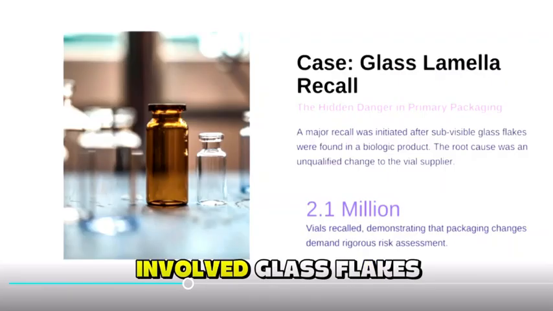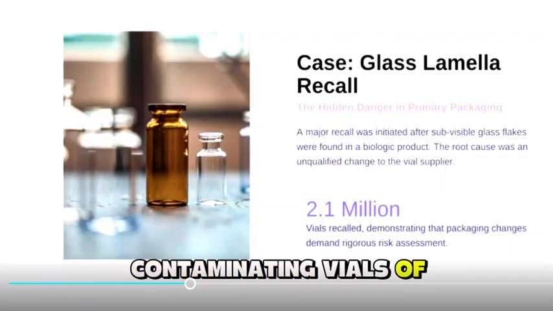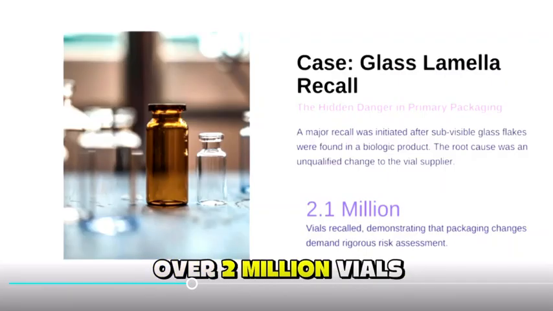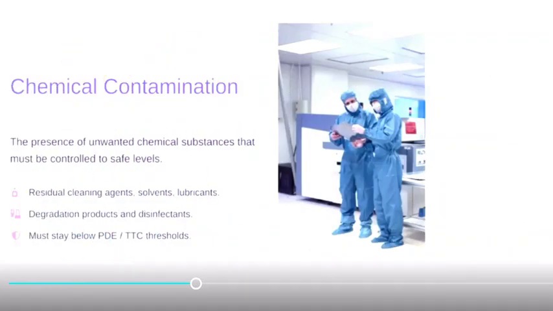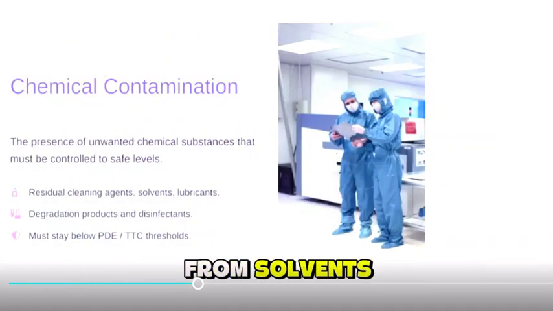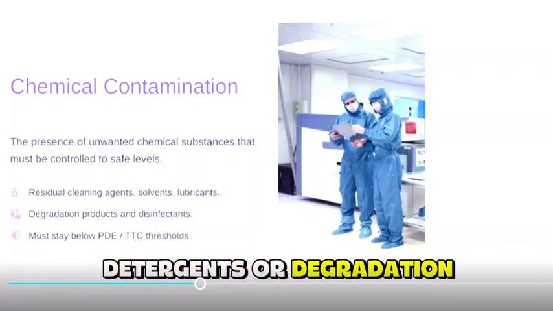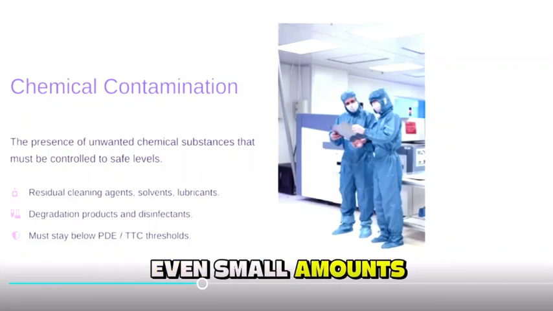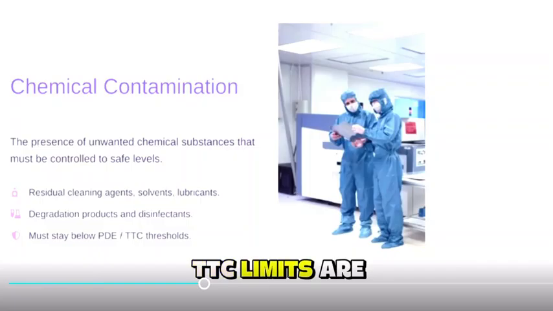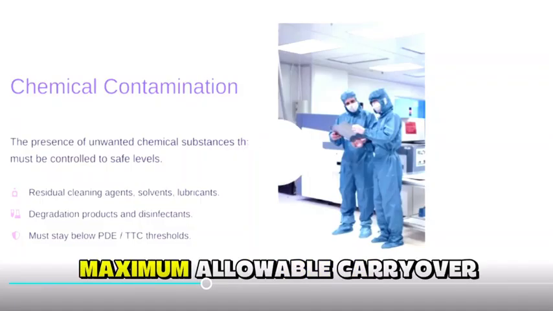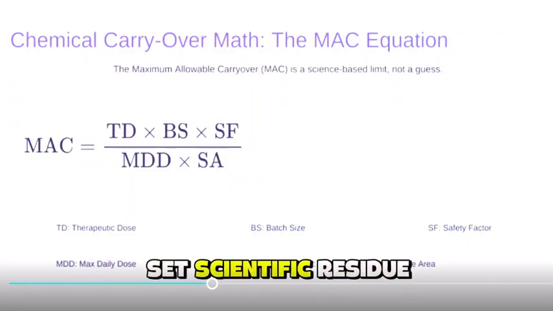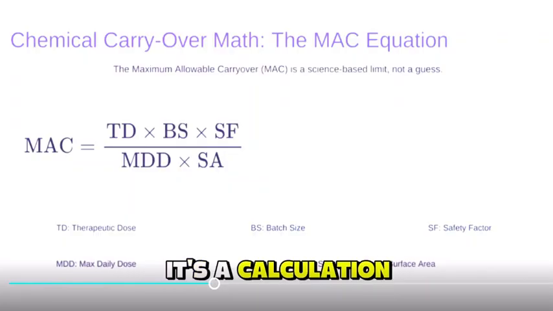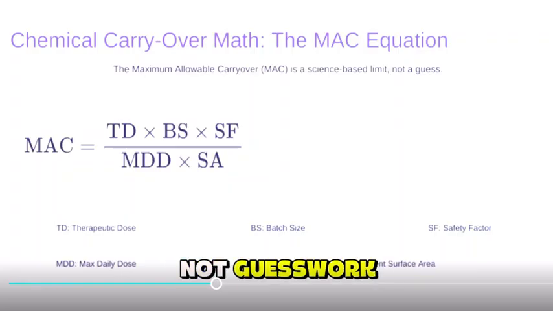One major recall involved glass flakes contaminating vials of a biologic product. Over 2 million vials were withdrawn because of an unqualified vial supplier. Chemical contamination comes from solvents, detergents, or degradation products. Even small amounts beyond PDE or TTC limits are unacceptable. Maximum allowable carryover, or MAC, uses therapeutic dose, batch size, and safety factors to set scientific residue limits. It's a calculation, not guesswork.